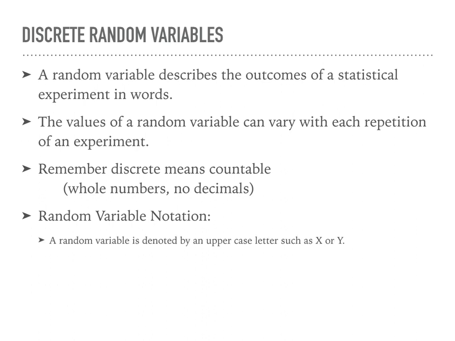So, random variable notation. A random variable is denoted by an uppercase letter, such as capital X or capital Y. The value a random variable may assume is denoted by a lowercase letter, such as lowercase x or lowercase y.